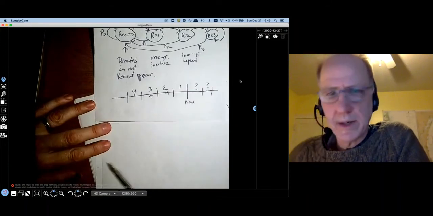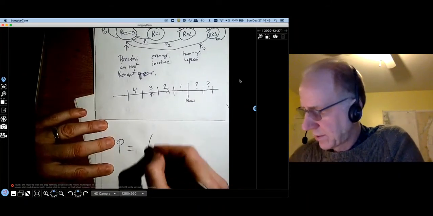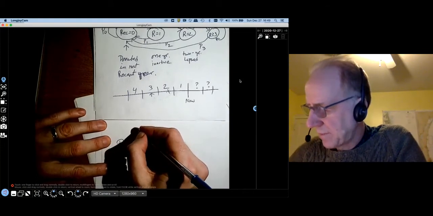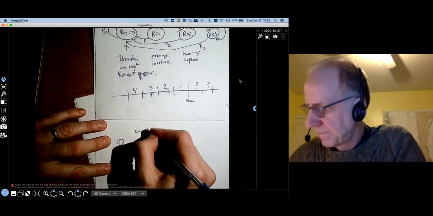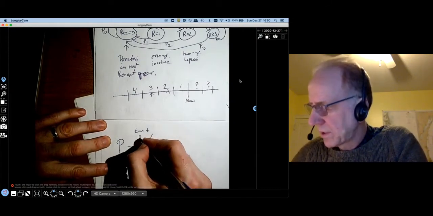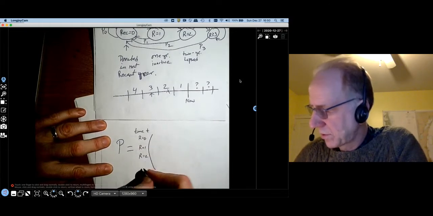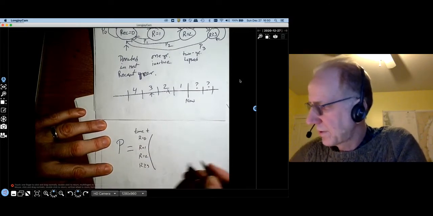So we could make ourselves a transition matrix that would look something like this. This is time t, and you can be in recency equal to 0, recency equal to 1, recency equal to 2, recency greater than or equal to 3.